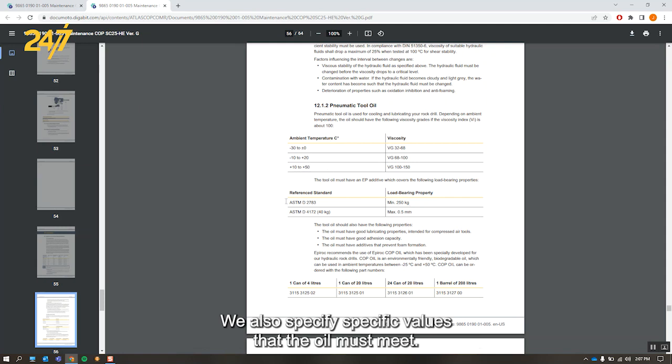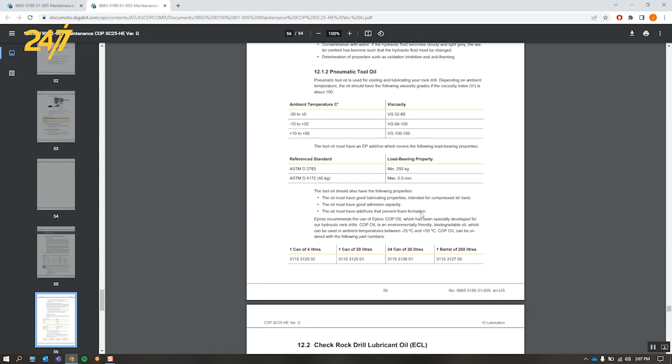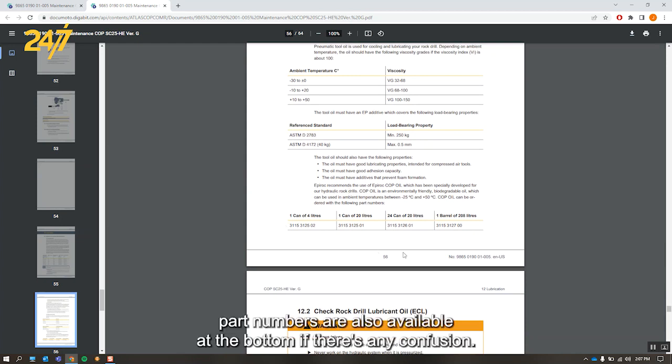We also specify specific values that the oil must meet. It's a good idea to talk to your oil supplier about this to make sure that the oil is suitable for use in this application. The Epiroc part numbers are also available at the bottom if there's any confusion.